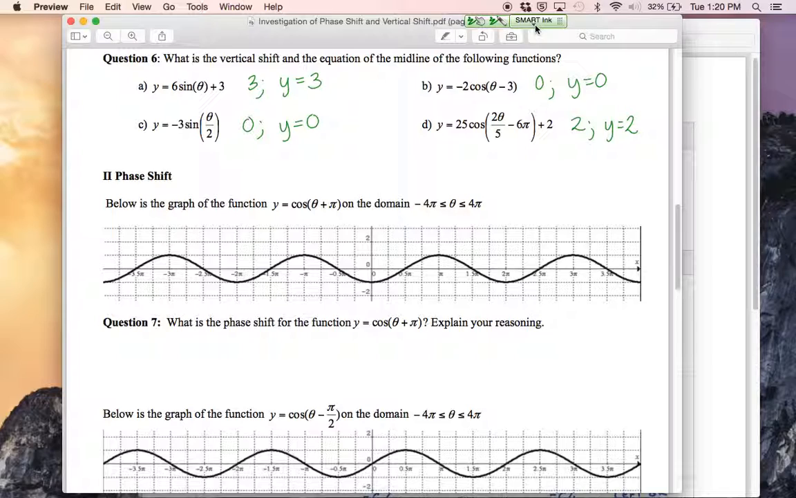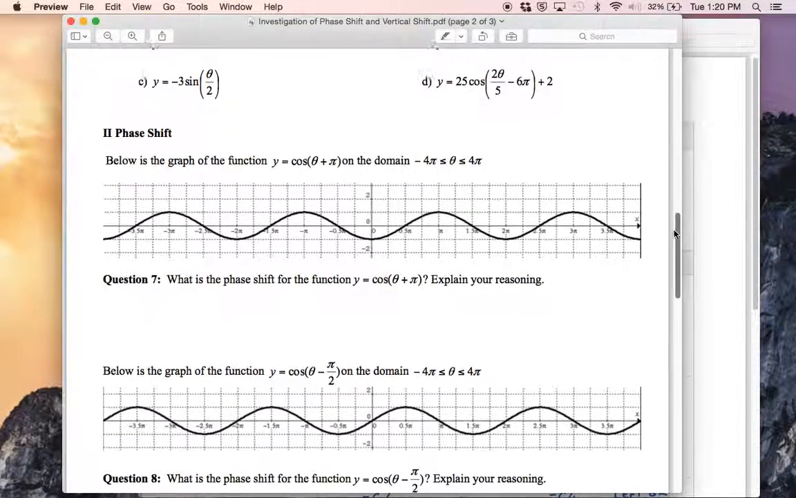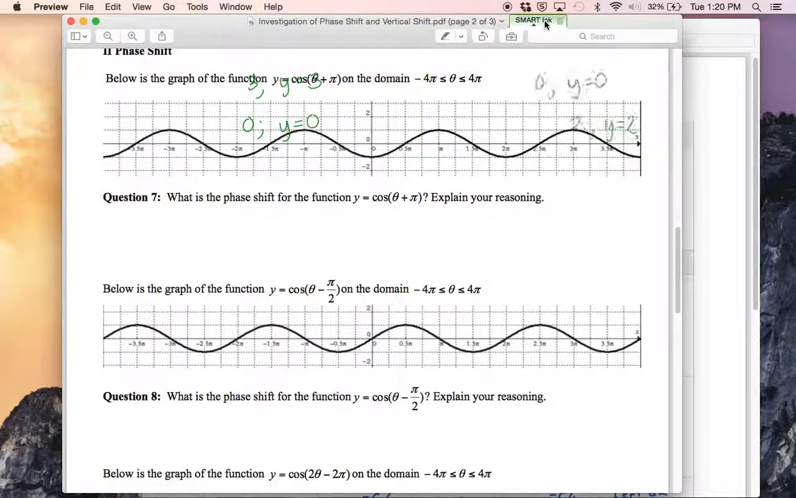Now, phase shift. Phase shift is your shift left and your shift right. So below is the graph of the function y equals cosine of theta plus pi. Now remember back to algebra 2, if you're adding or subtracting inside the grouping symbols, that's what causes your function to move left and right. So when I add pi here, it's actually causing it to shift to the left, because remember adding actually moves to the left. It's causing it to move to the left pi.